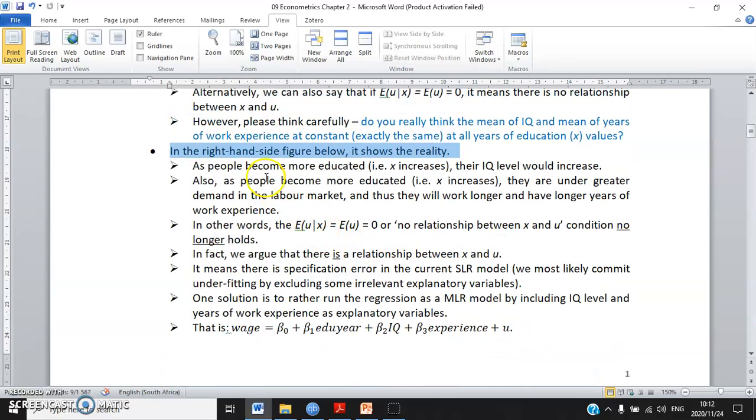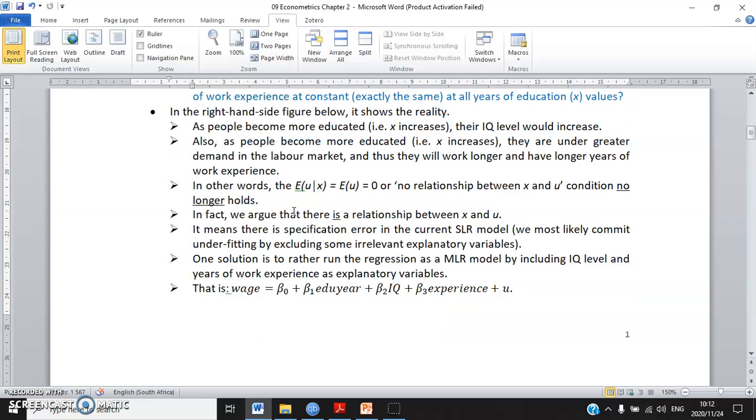Okay, so let's look at the study guide. On the right-hand side, I think I explained it already. As people become more educated, their IQ level would increase. And as people become more educated, they are under greater demand in the labor market. Therefore, they will work longer and have longer years of work experience. In other words, this condition actually does not hold.